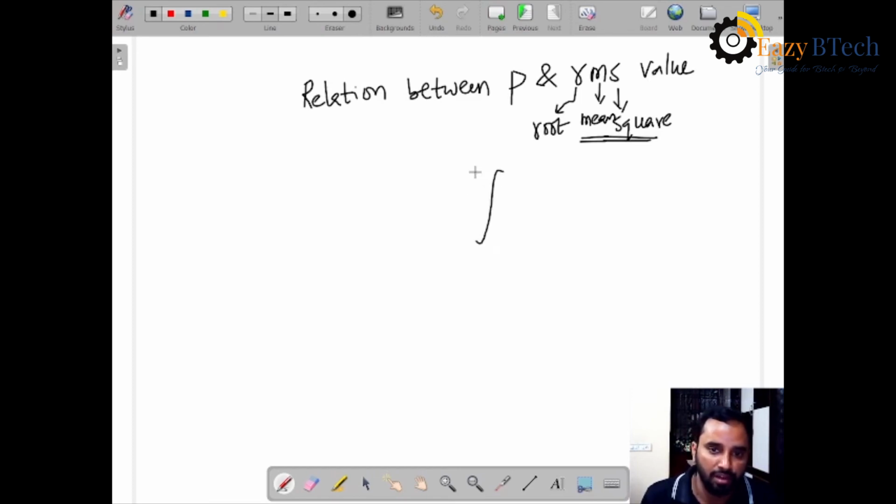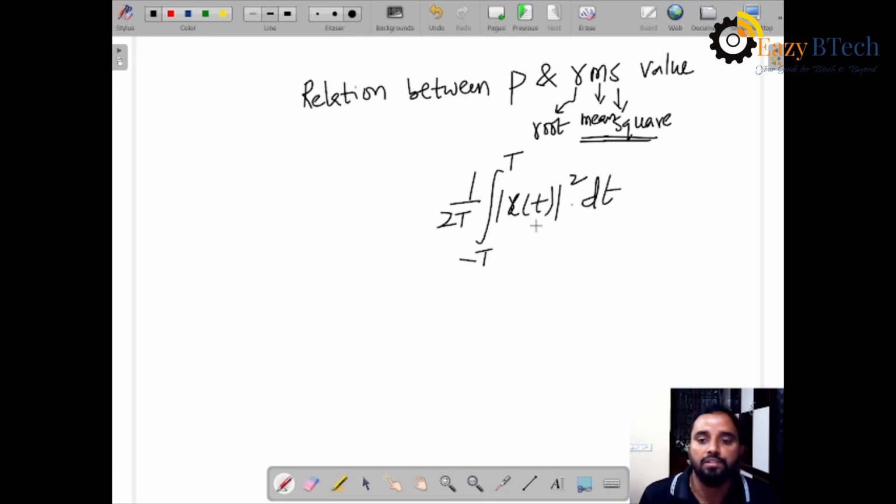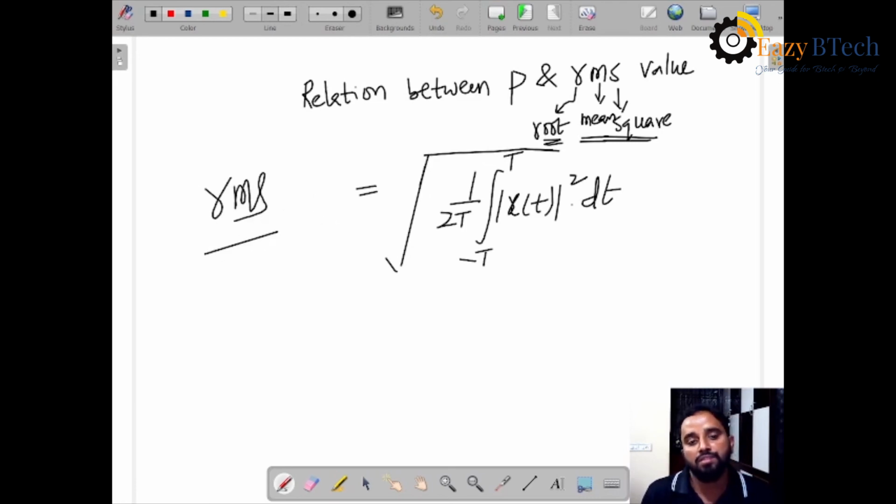What is the mean square value? 1 by 2T, integral from minus T to T, mod x of t whole square dt. This is the mean square value. Okay, we square, and we are doing integration and dividing by the duration. Duration is minus T to plus T, that is the mean square. If you keep a root for this, it will become the RMS value.